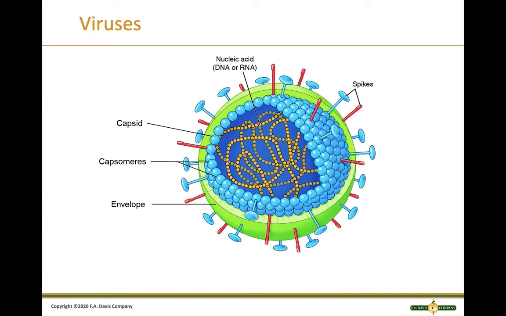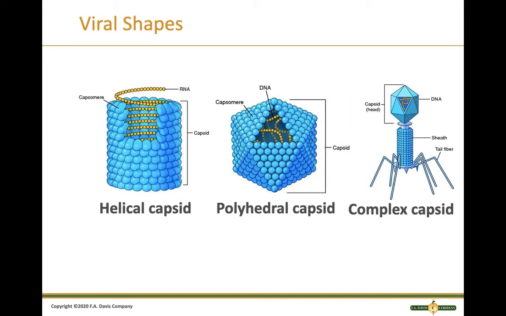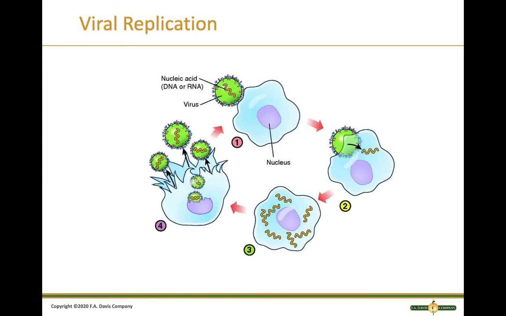So they're not living. So to reproduce, what a virus has to do, here's some shapes. So different shapes of viruses, they can be helical or polyhedral or complex like this, looks sort of like a spider. Let's look at viral replication. So there's a debate about whether or not a virus is alive. They can't multiply on their own. They need a host cell to be able to multiply.